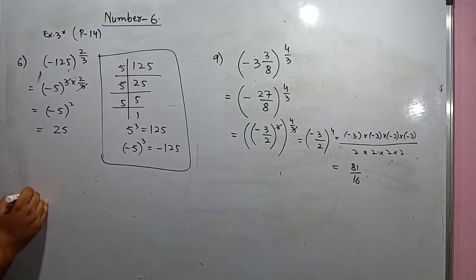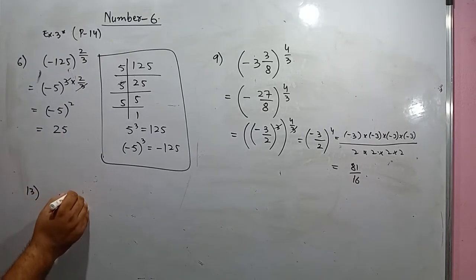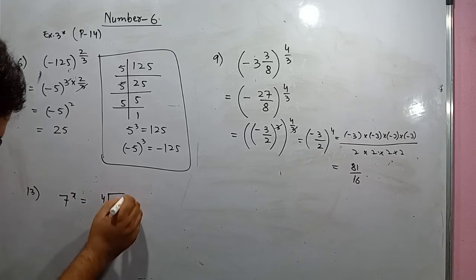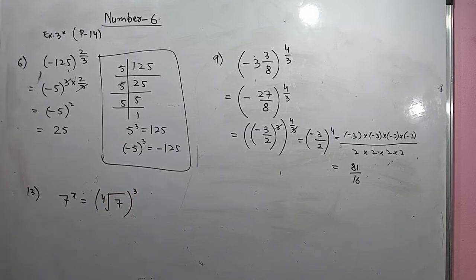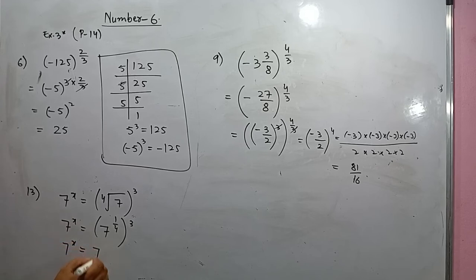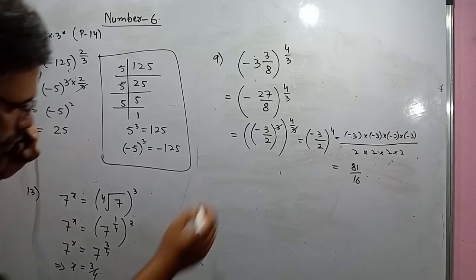Now the 13th one, you can see it is 7 to the power x equals 4th root of 7 to the power 3. So it's 7 to the power x equals, I can write 7 to the power 1 by 4, 4th root, that's 1 by 4 whole power 3. So I can write here 7 power x is equal to 7 to the power 3 into 1 by 4, that's 3 by 4. Here I can write x is equal to, when bases are same, because we have to find the value of x, x is equal to 3 by 4. It is the answer. Now 14th one is here.